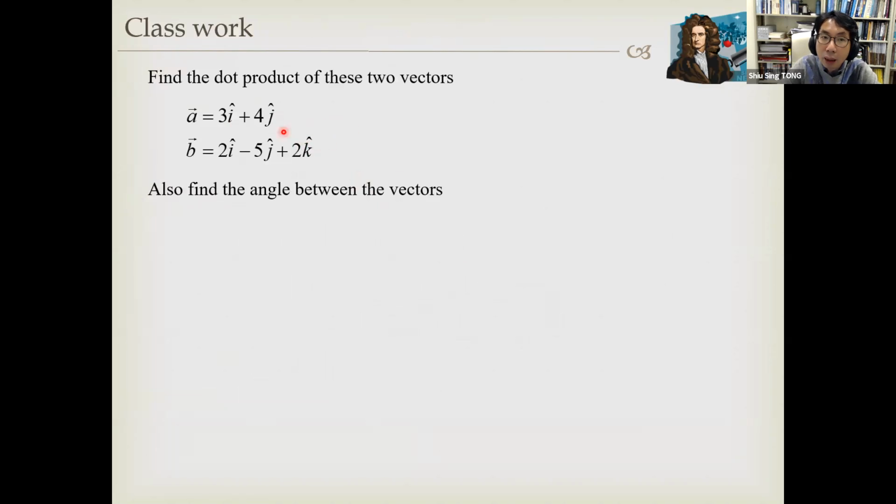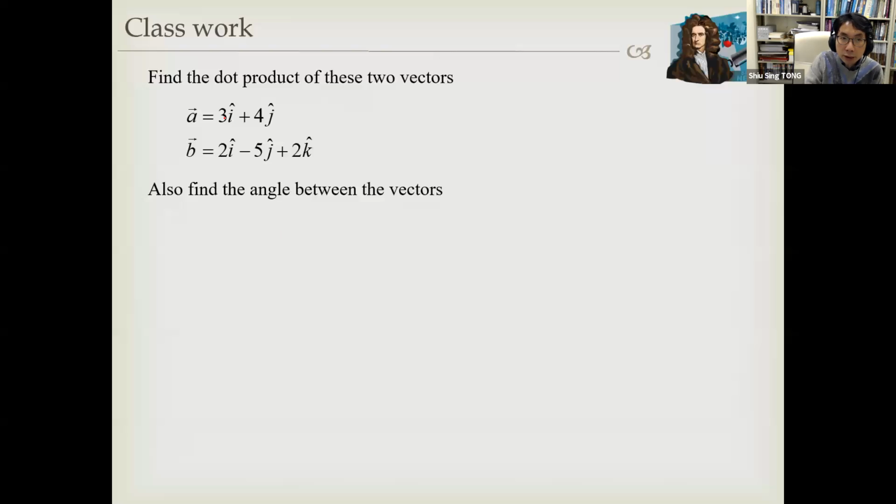Now, you can do it at home. I think this is a simple exercise of a dot product between two vectors, and you can also find the angle between the two vectors. Now I will do it quickly with you since I don't have enough time. I prefer to do it together with you now.